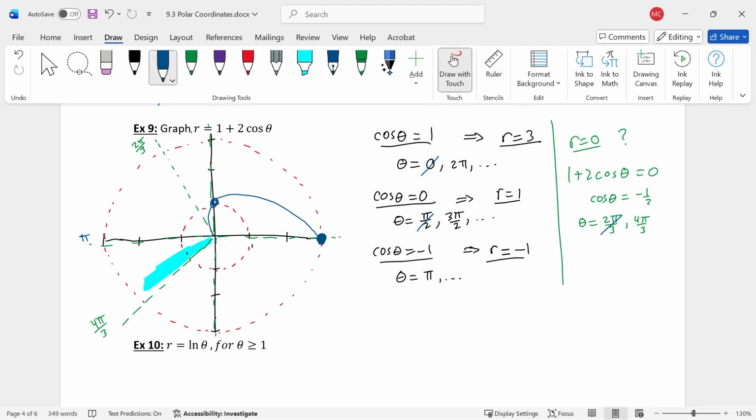Now, for this region here, my radius is now going to be negative. And it's heading towards negative 1 at pi. So I'm looking at the region opposite of this. And so my radius is negative and rotating through there. Now I look at this next region here. And at 4 pi thirds, I'm going to get 0 again. But again, remember I'm negative, so I'm actually in the opposite region, the mirror image.